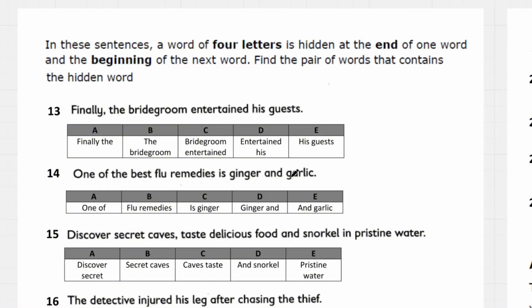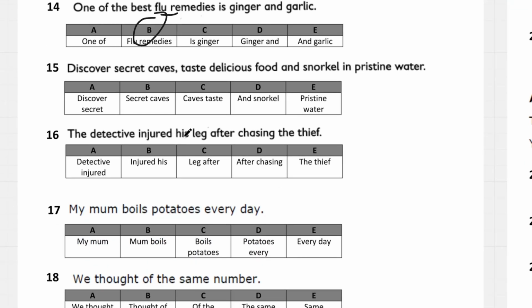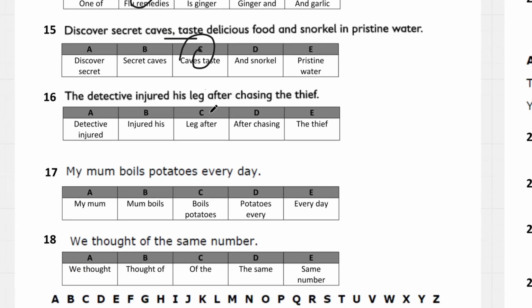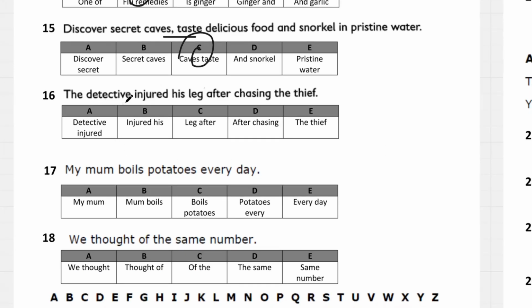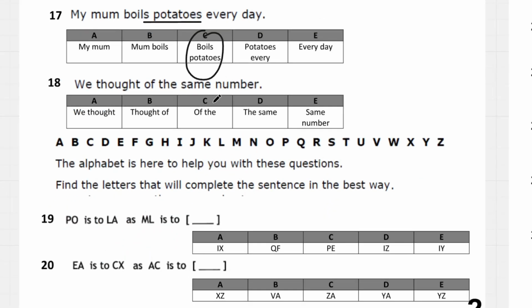Next one, we have to find the 4 letters hidden in the sentence. Over here, we have omen, which is going to be bridegroom entertained. Question number 14. We have over here lure, which is going to be B. 15, we can see vest over here, so it's going to be C. Question number 16, we can get vain, detective injured. Question number 17, we have spot, boils potatoes. Question number 18, then we have menu, which is same number.